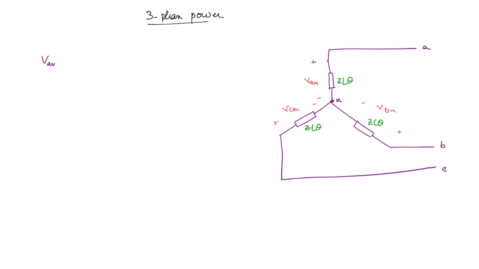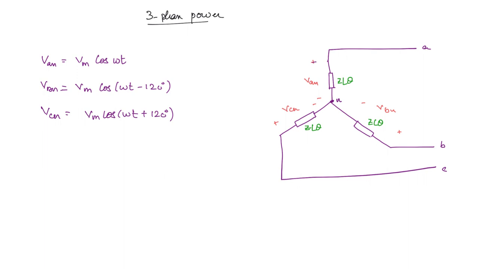So VAN you can write as Vm, where Vm is some maximum value of the voltage. So it will be Vm cos omega t. Then what will be VBN? This will be Vm, lagging by 120 degrees, right? So cos(omega t minus 120 degrees). Similarly, VCN will be Vm cos(omega t plus 120 degrees).